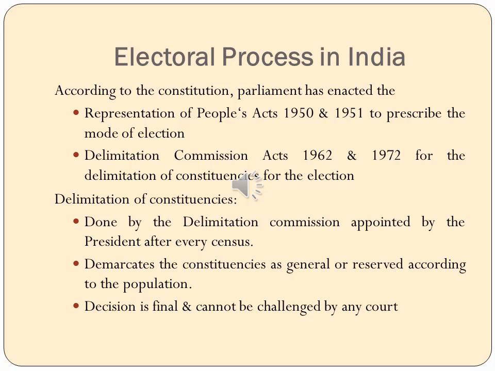Then the Delimitation Commissions Act that was passed in the year 1962 and 1972 for the delimitation of constituencies, that is, it demarcates the locations of the various constituencies. So which constituency comes, which area comes in which constituency, all these things are explained and mentioned in detail in the Delimitation Commissions Act of 1962 and 1972.